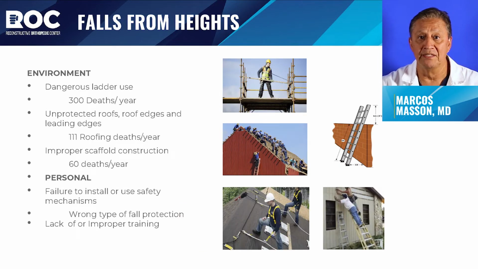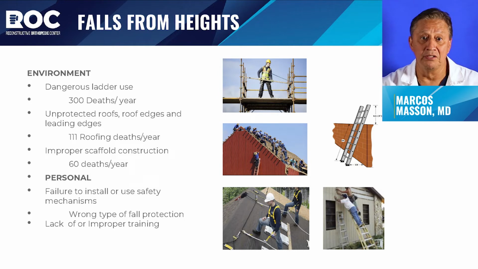Now, when you look at the falls from heights, it varies, and the environment is extremely important. You should know that over 300 deaths a year occur from falls from heights. The unprotected roofs, roof edges, and leading edges are important. Roofing deaths are about 111 a year, and improper scaffolding construction or assembly has contributed to approximately 60 deaths a year.